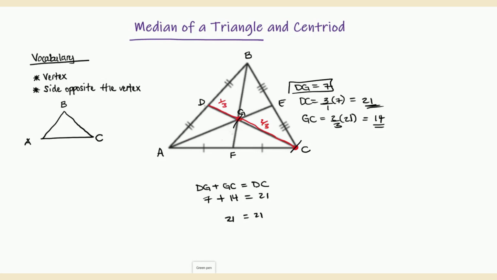And so that's what you would do if you were given the full length, you were given the 1/3 portion, or you were given the 2/3 portion. If you have the full portion, either multiply by 1/3 or 2/3, depending on what part it represents. And if you're given either the 1/3 or the 2/3 portion, multiply by the reciprocal of those fractions to find the full length depending on which portion you're given. So hopefully this helps.